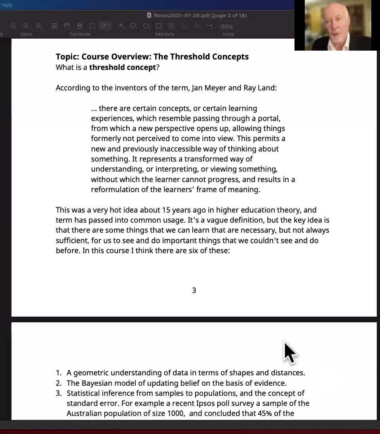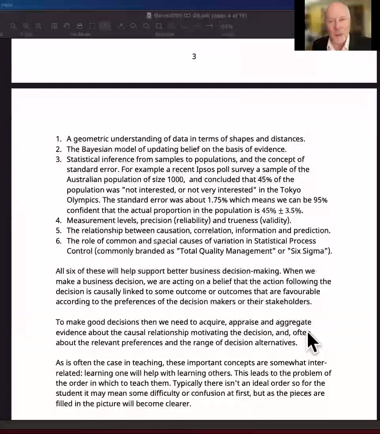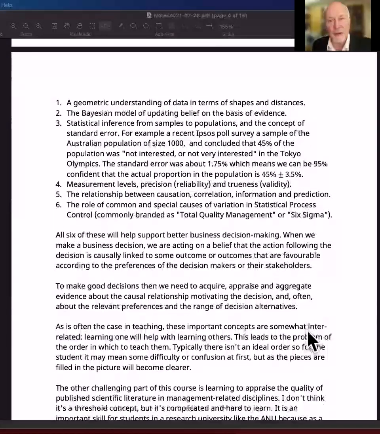Now, what I want to do in this course is help you or guide you to obtain what I think are 6 concepts or mixtures of concepts and skills that fall into this category. And I won't go into a lot of detail about them here, but I'll just describe them briefly. By their very nature, we need to spend quite a lot of time on them before you really get the hang of what they meant.